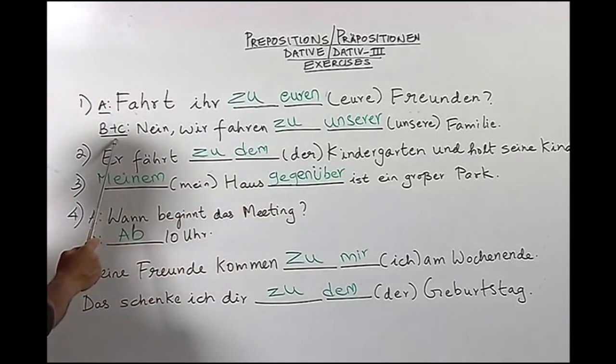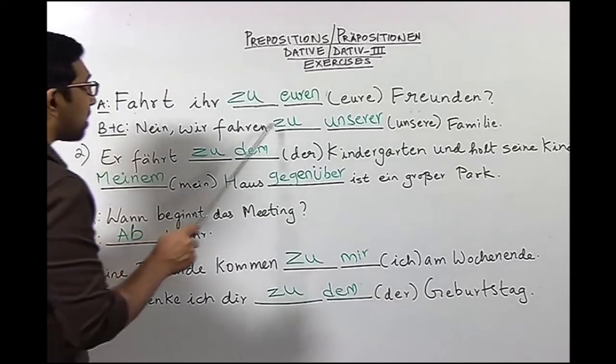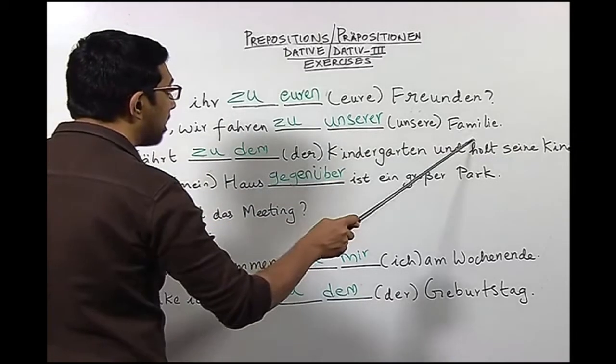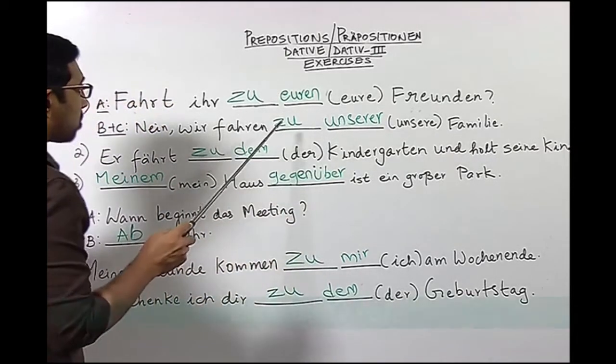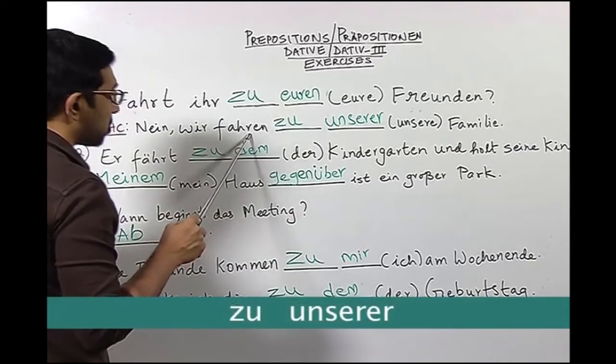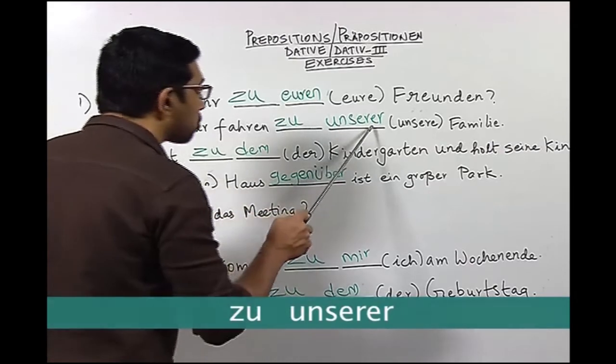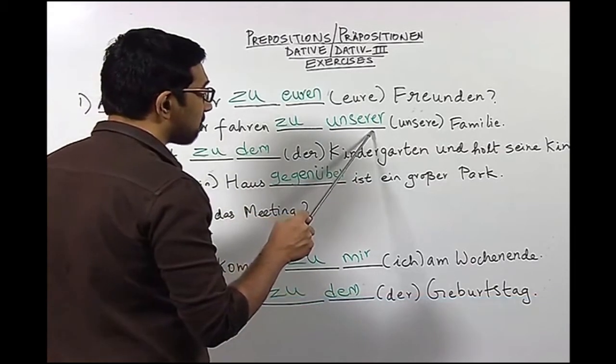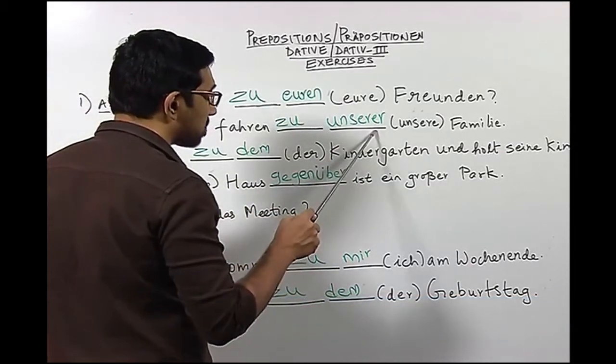And now in the same sentence, the next part, we have: wir fahren zu unserer Familie. Here also the student wrote the correct preposition zu based on the verb fahren, which is a movement verb, and also wrote the correct dative form of the possessive article unsere as unserer.